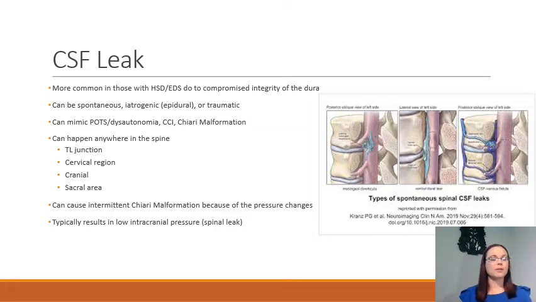And it can happen anywhere in the spine. They can have it in the thoracolumbar junctions, the cervical area, the cranial CSF leak, which is different than a spinal CSF leak. And then they can also have it in the sacral area as well. CSF leaks, if they're in the spine, can cause intermittent Chiari malformation because of the pressure changes. So you have that downward pull on the spinal cord. It pulls down on the brainstem, the cerebellar tonsils. Typically, this is going to result in low intracranial pressure because, again, we're draining out at the bottom of the spine somewhere.